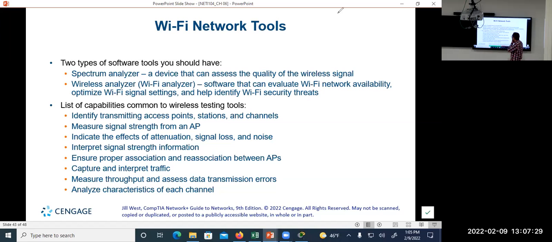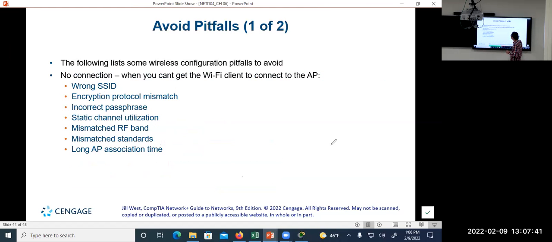Okay, you have some of the common capabilities of the wireless tools here, and you can find the information in the book. It's everything about the definition here. I don't have something to show you.